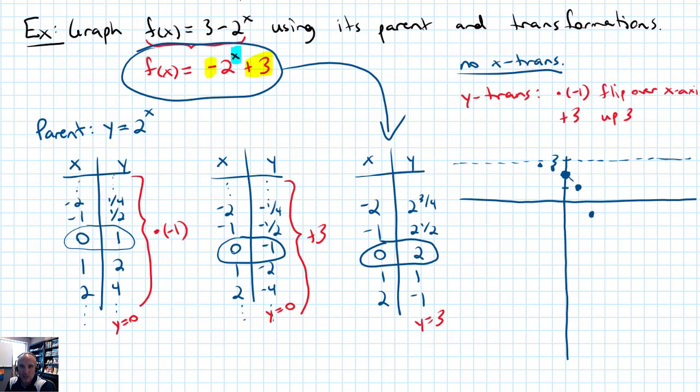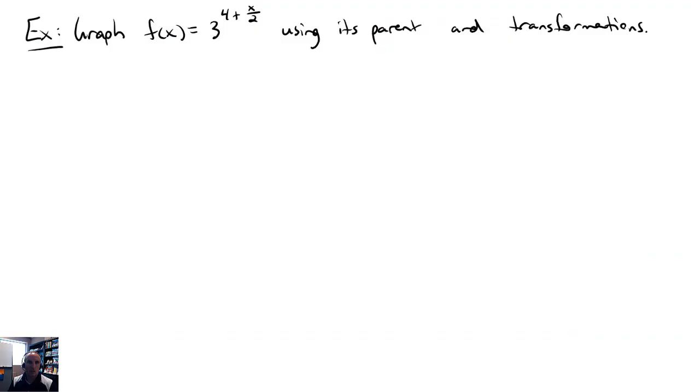So we can see we have this exponential growth in the negative direction on this side and exponentially shrinking towards the asymptote on this side. And that's a great first example. Let's try another one. Now we want to graph f of x equals 3 to the power of (4 + x)/2.